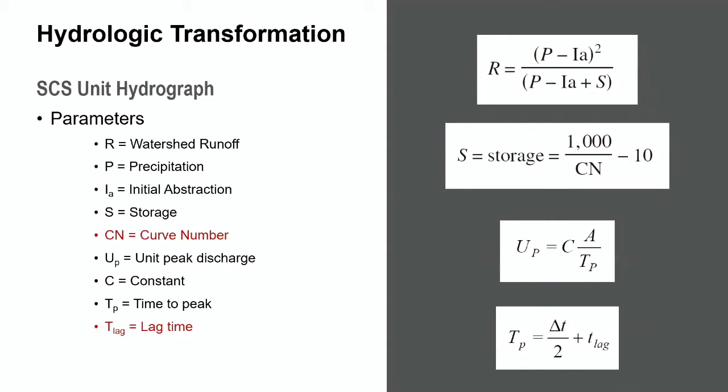So let's look at the SCS unit hydrograph. The runoff is a function of precipitation, initial abstraction, and storage. Now that storage is computed using a curve number, and lag is also a component in this equation. Lag time, again, is an estimate. It's a physical parameter of the watershed, and so is curve number. Curve number is also a lumped parameter or an estimate of the watershed's physical parameters. It's capability to shed water, so to speak.